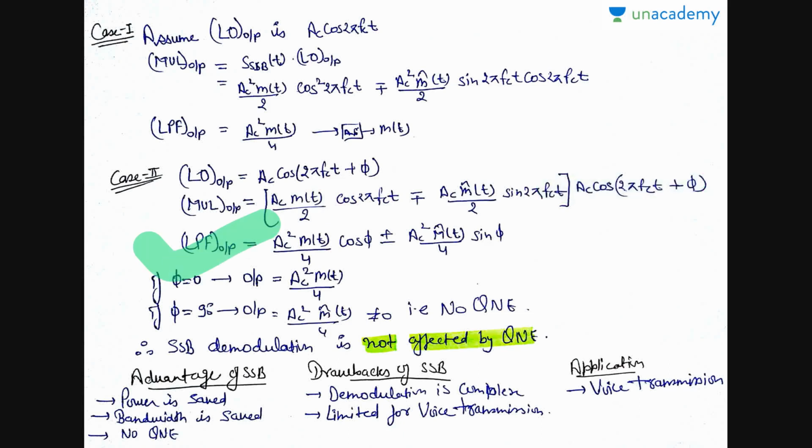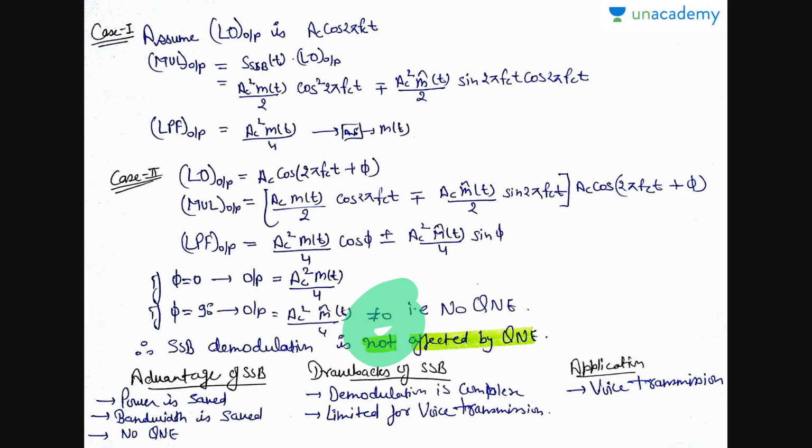the low pass filter output is Ac² m(t)/4 cos φ ± Ac² m^(t)/4 sin φ. Earlier in DSBSC we would get this component only, but here this extra component is also present. When the value of φ is 0, the output is Ac² m(t)/4, and from this we can recover the message signal. When φ is 90 degrees, the output is Ac² m^(t)/4, which is not equal to 0, while in the case of DSBSC it was 0, and also in AM it was 0.